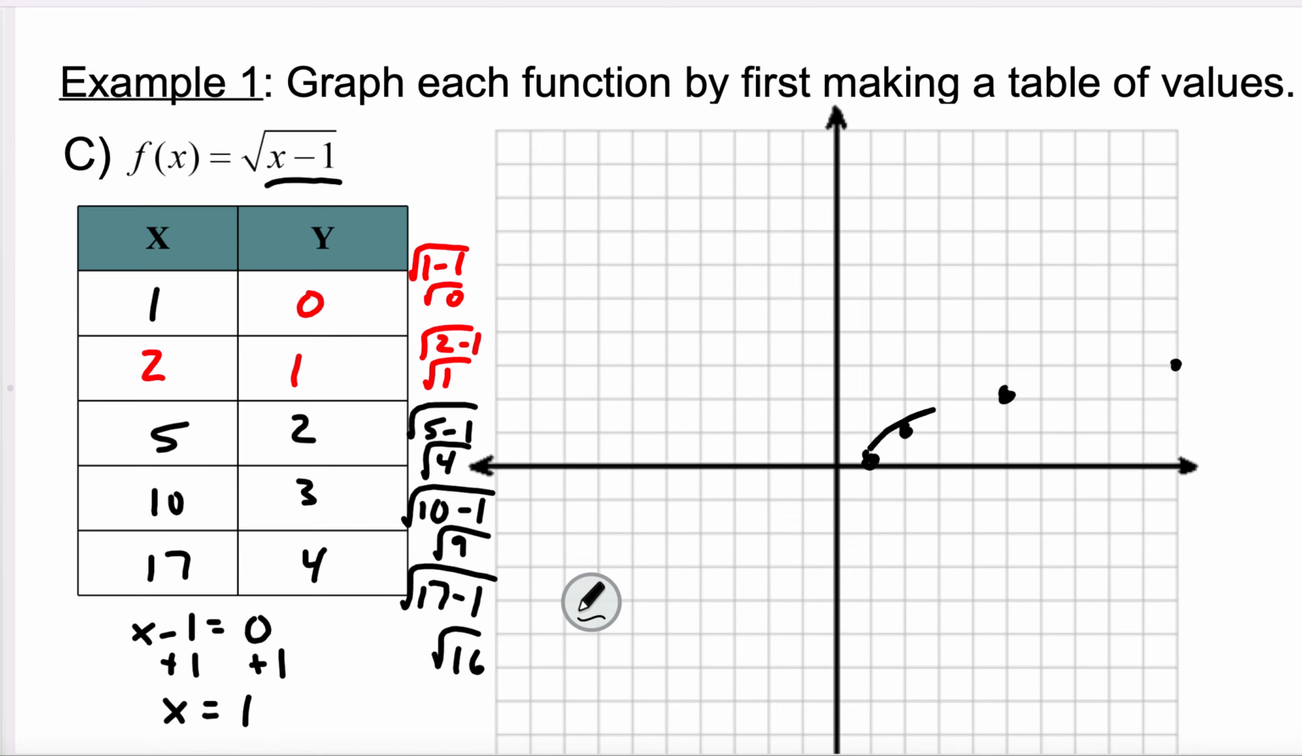I'm going to connect those. And a square root graph always looks like that. It looks like half of a sideways parabola. It might be going in different directions, but that's what it's going to look like. It could even be upside down, but that's what it's going to look like when you graph it out.